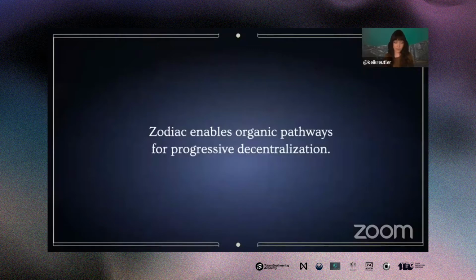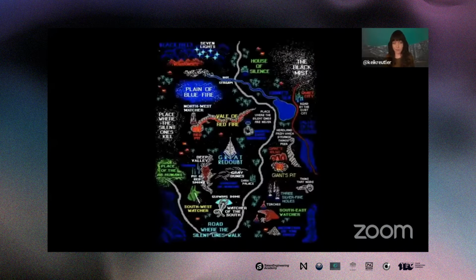And at its core, this example can be one among many. Zodiac essentially enables organic pathways for progressive decentralization, equipping DAOs for whatever adventures they may face. And if you continue this example with a future scenario, you could imagine that eventually this DAO community would like more refined governance processes than token voting.